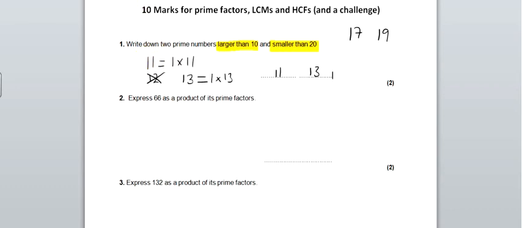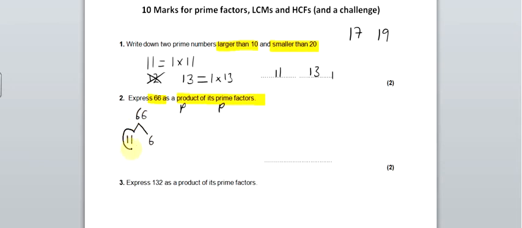Now, this is much more likely as an exam question. Express 66 as a product of its prime factors. And a friend of mine always used to say, if you see P, P, then you draw a tree, which is what I'm about to do. So 66, and we split it up. Now, my 6 times table, that's 11 times 6. And I put the two things there. 11 times 6 makes 66.